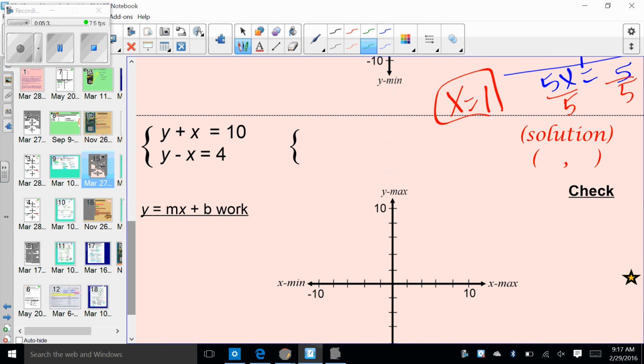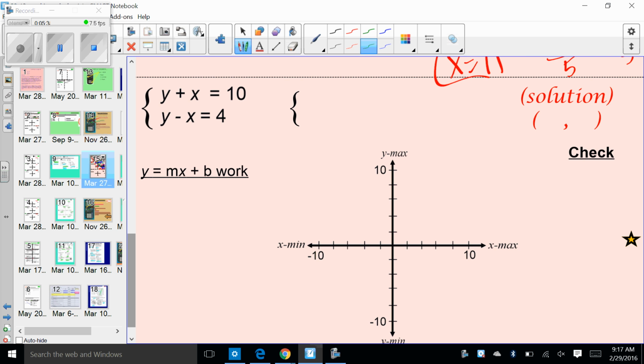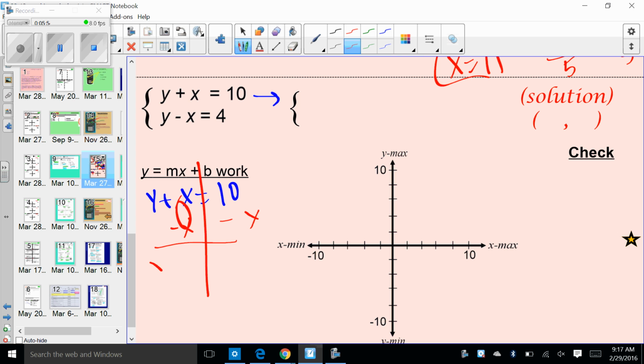So our next example, we have these two equations: y plus x equals 10 and y minus x equals 4. They have to be solved both for y for us to proceed. So we have y plus x equals 10. We're going to subtract x, copy, paste. As I solve, we have y equals negative x plus 10.